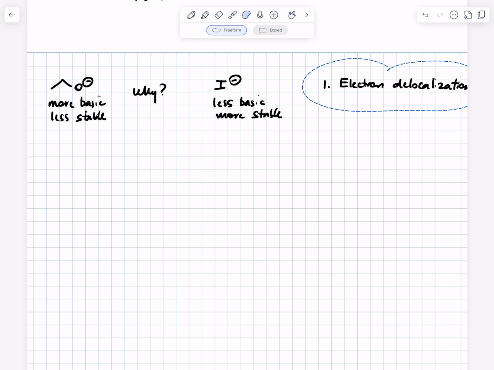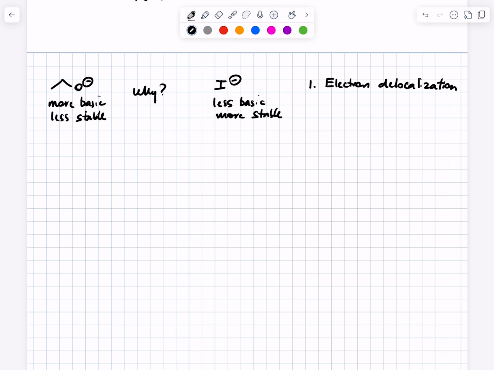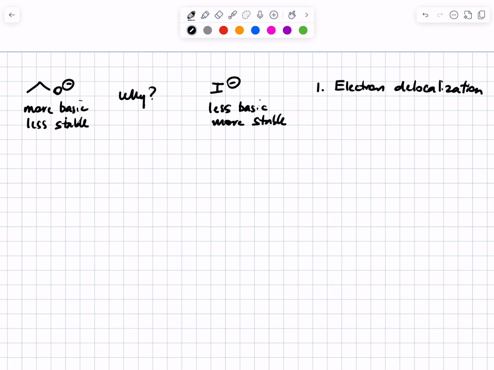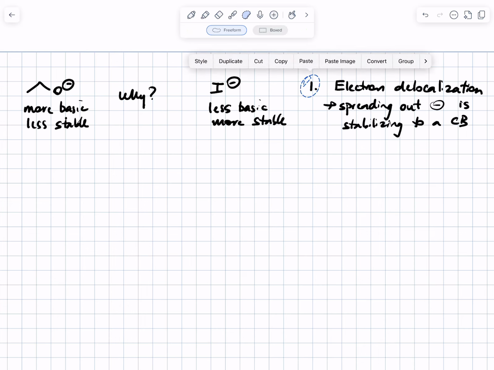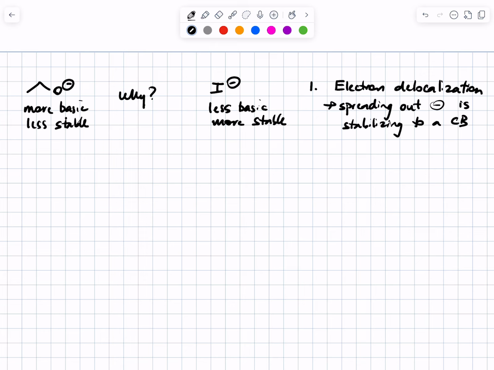Oops, I ran out of space for the end. There it is. Electron delocalization. Spreading out. The principle here is that spreading out a negative charge is stabilizing to a conjugate base. And there are going to be basically three strategies for spreading out a negative charge in a conjugate base. And we'll talk about each one.